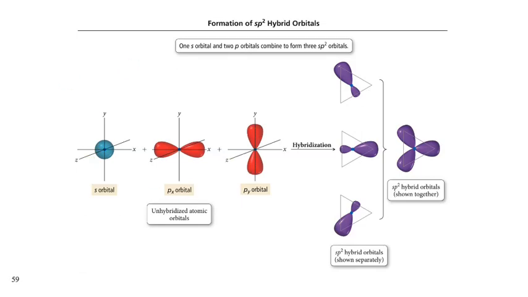We're going to end up with 3 identical shapes, and we're going to get this drumstick shape again, but now these are going to be oriented at the corners of a triangle. And so putting them together without showing that small lobe, we'll get this. What are the angles between those hybrid orbitals? 120, right?